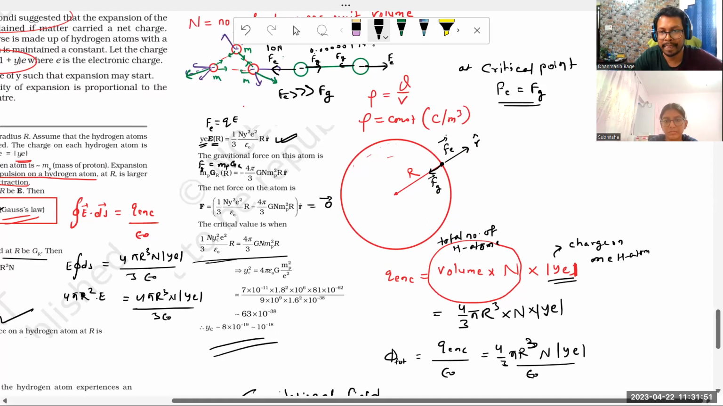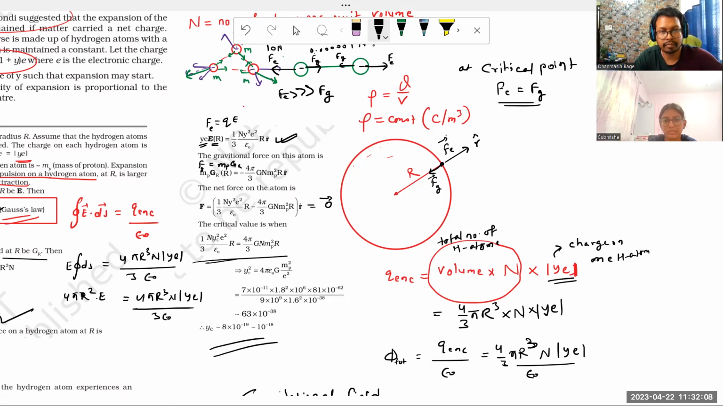How much did you get from here? This is the charge on one hydrogen atom.